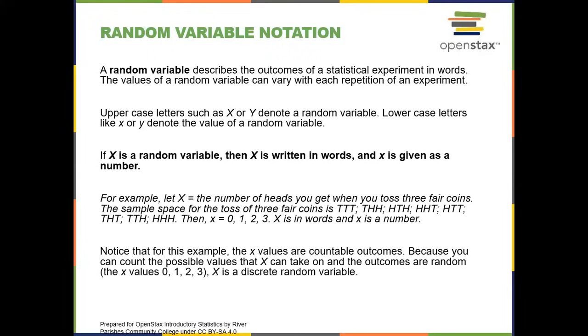So a random variable describes the outcomes of a statistical experiment in words. The values of a random variable can vary with each repetition of an experiment. So let me read that again. A random variable describes the outcomes, meaning results, of a statistical experiment in words. The values of a random variable can vary with each repetition of an experiment.